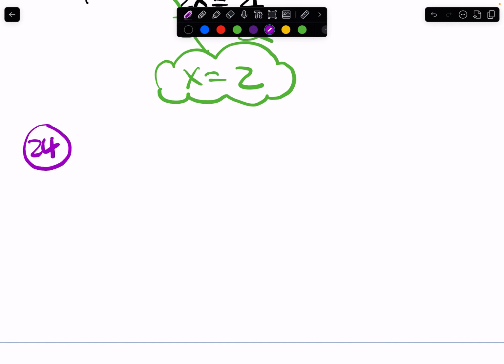Here we go. This is pink, Summer. Problem number 24. You're not using yellow. I will use yellow after the pink, okay?